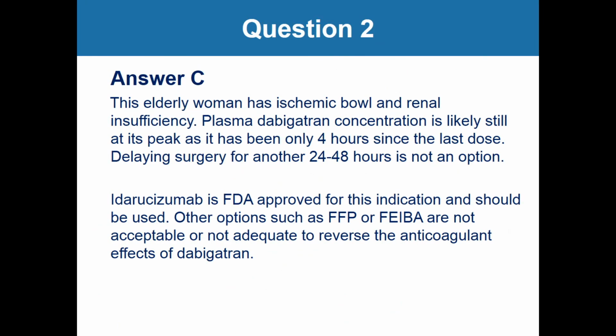The correct answer to this question is answer C. This elderly woman has ischemic bowel and renal insufficiency. Plasma dabigatran concentration is likely still at its peak, as it has been only 4 hours since the last dose. Delaying surgery for another 24 to 48 hours is not an option given the life-threatening nature of ischemic bowel. Idarucizumab is FDA approved for this indication and should be used. Other options such as FFP or FEIBA are not acceptable or not adequate to reverse the anticoagulant effects of dabigatran.